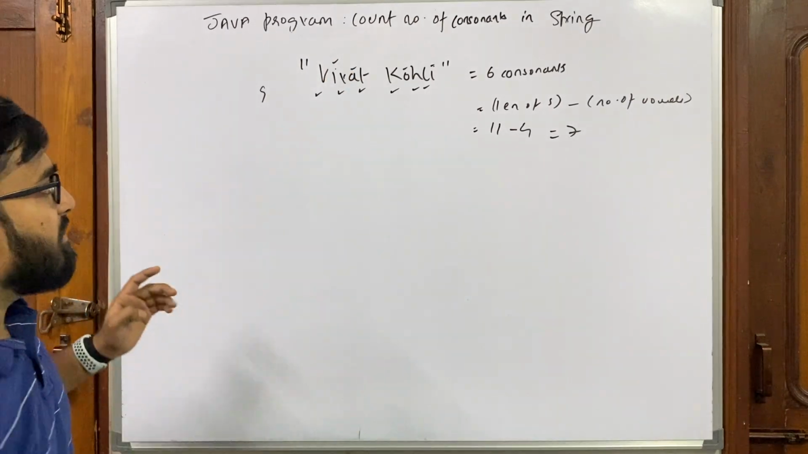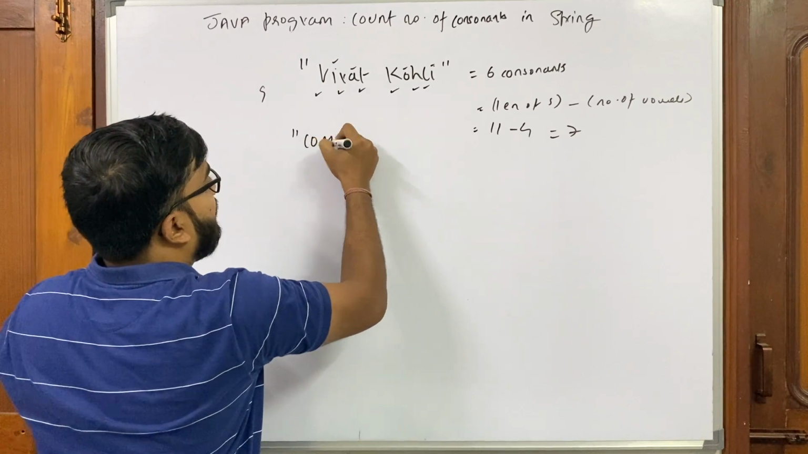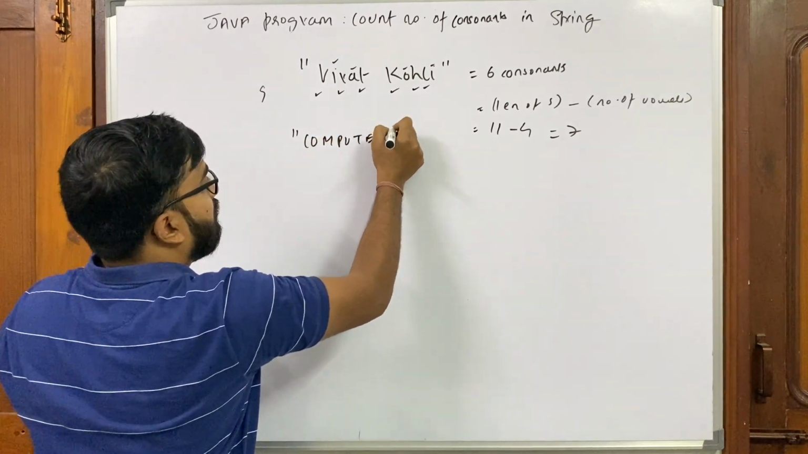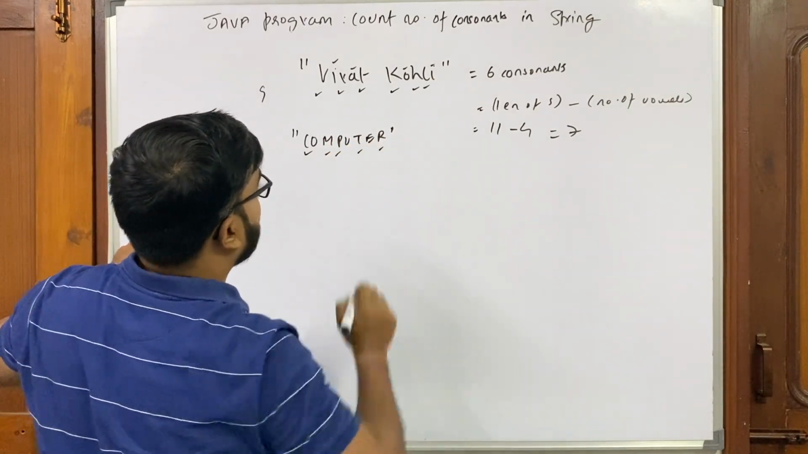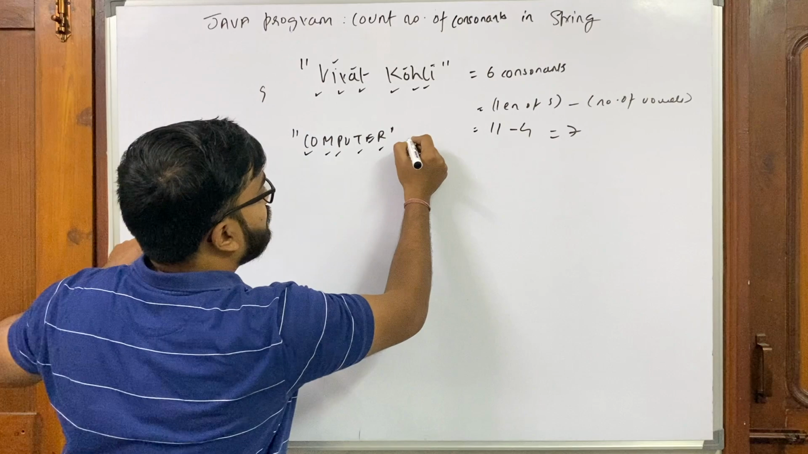Let's take another example. So if I have computer, in this case my consonants are C, M, P, T, R, right? So I have 5 consonants in this case.